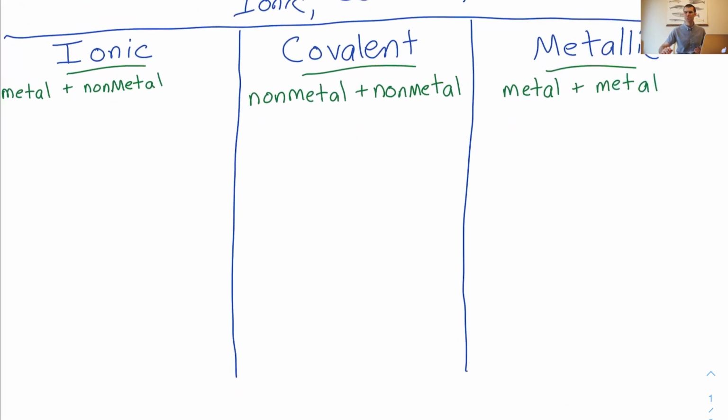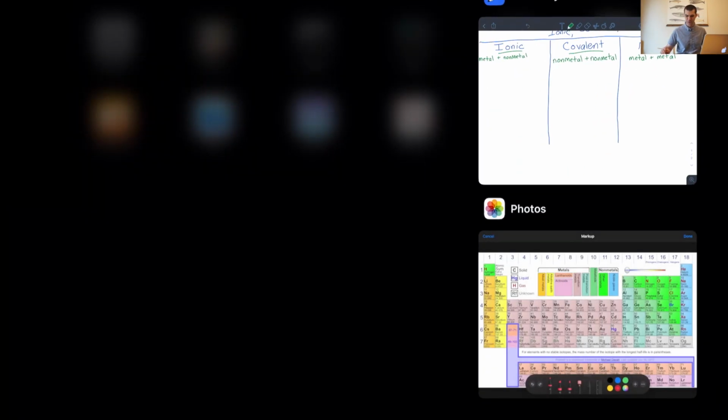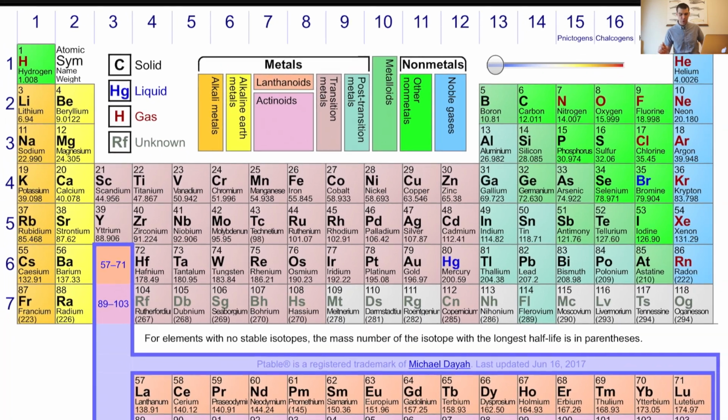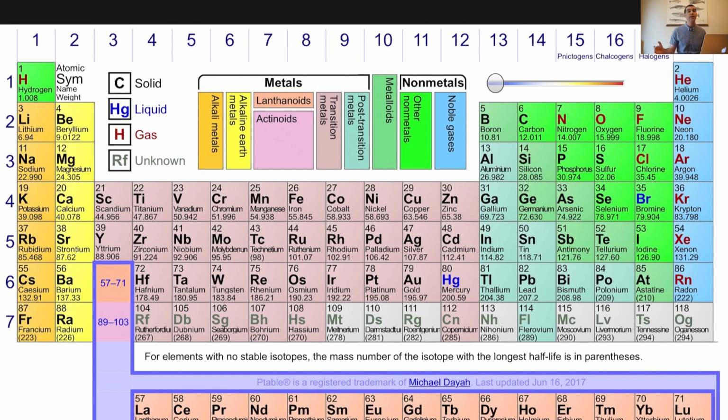You say, Mr. Trimble, I forgot, what is a metal? What is a non-metal? If you go to ptable.com, it's a website with a free periodic table. There's actually tons of these all over the internet. When you look at the periodic table, you see lots of different colors. This actually has, up here at the top, your metals and your nonmetals color-coded. And if you do that within the P-Table app, or if you already have your periodic table from class, then you probably already have this labeled.